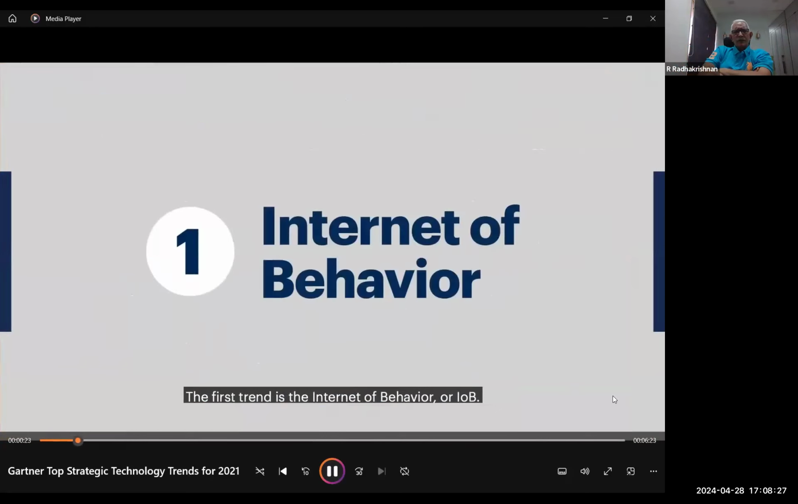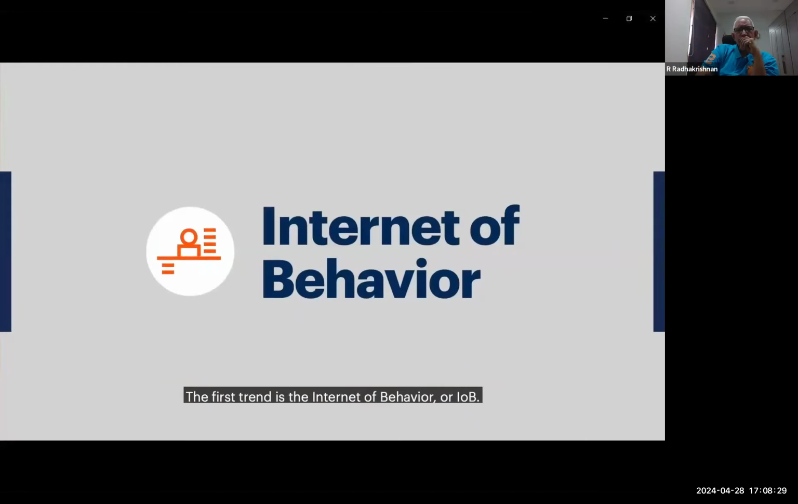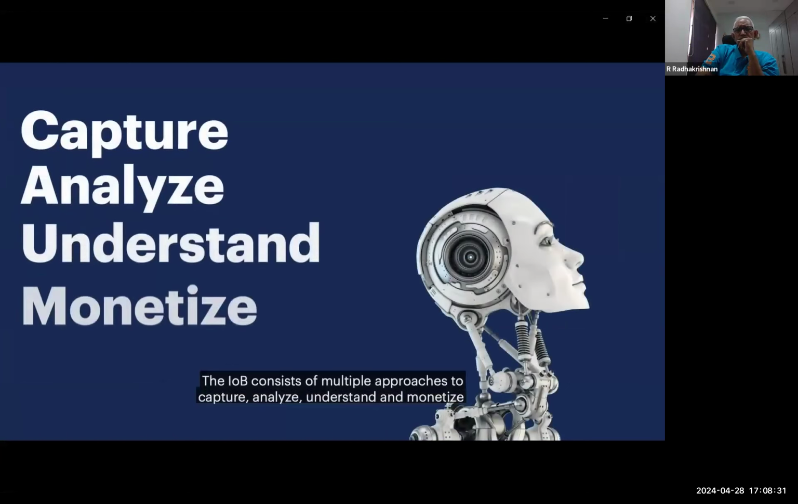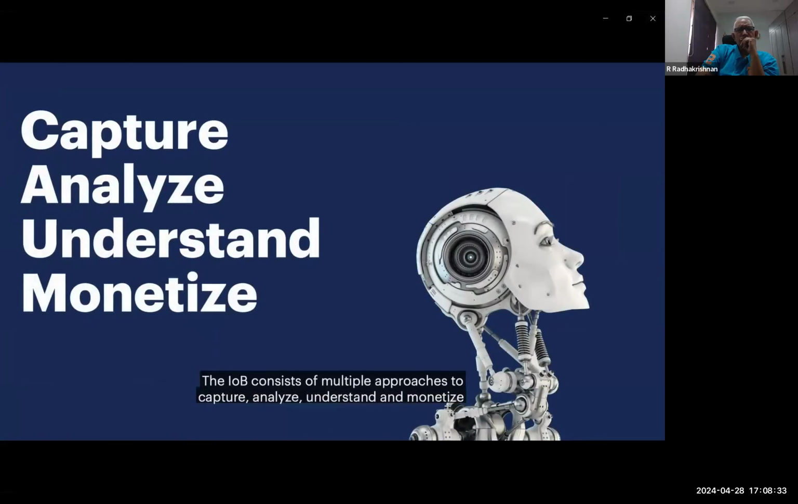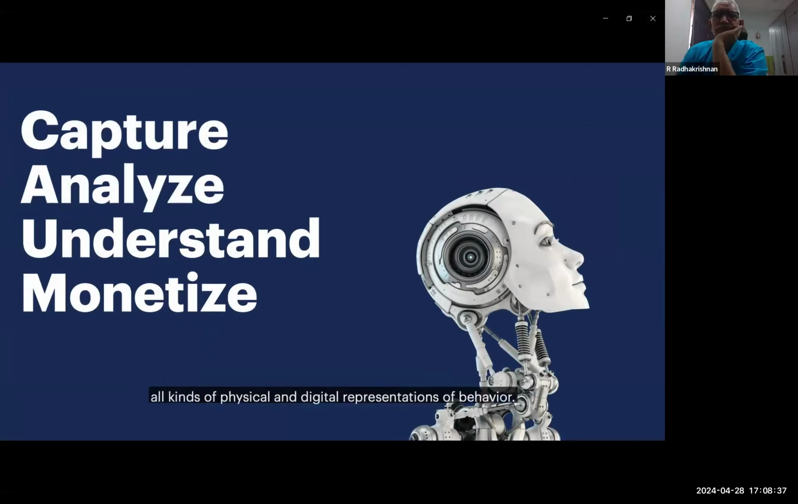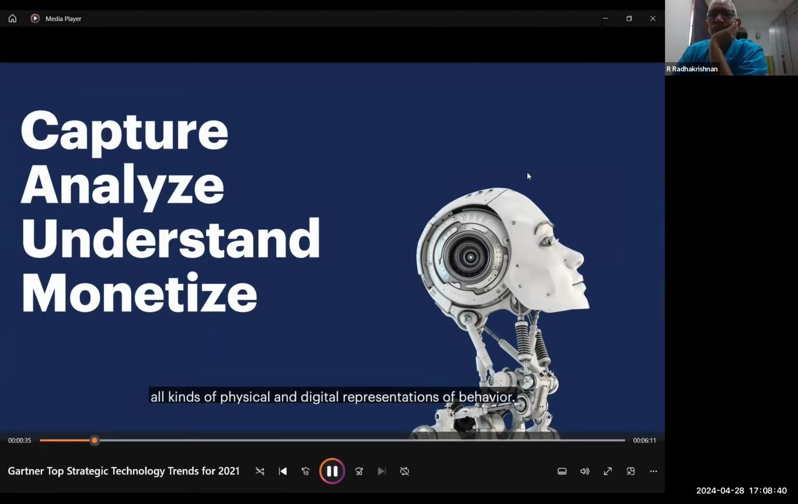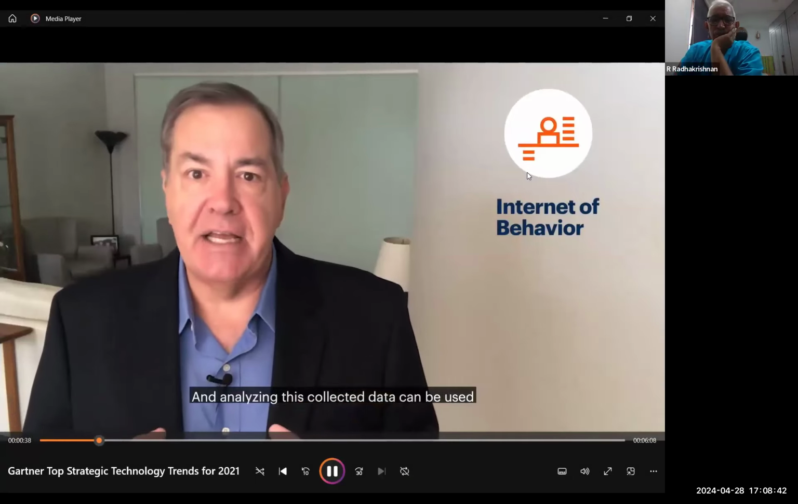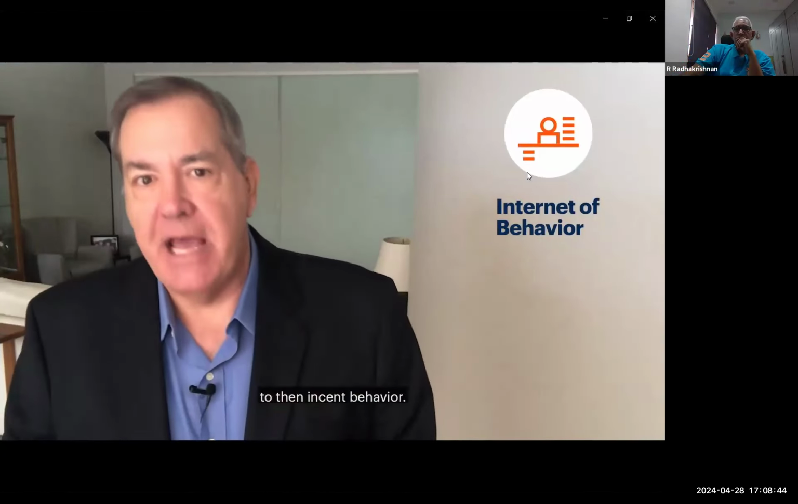The first trend is the Internet of Behavior, or IOB. The IOB consists of multiple approaches to capture, analyze, understand, and monetize all kinds of physical and digital representations of behavior. And analyzing this collected data can be used to then incent behavior.